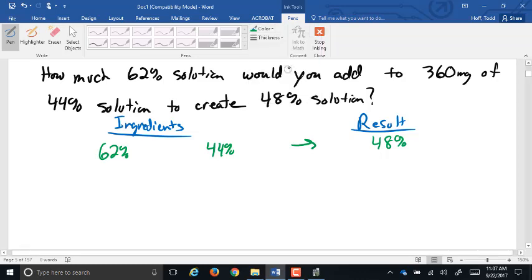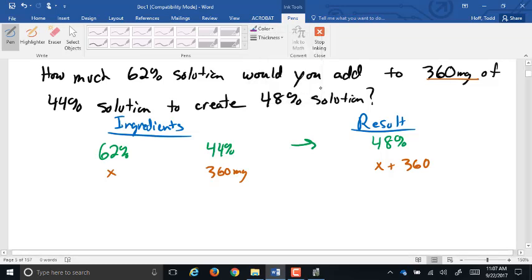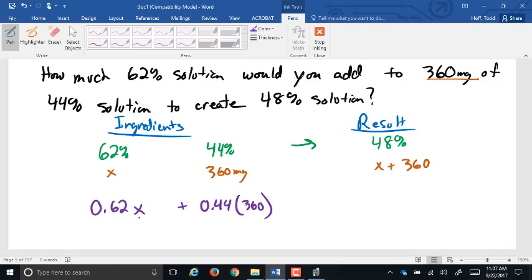What amounts do we know? 360 goes with 44. So we'll let the amount of the 62 be x. The result is going to be x plus 360. So then our equation will be, somebody talk me through it. Times 360. Perfect. So on the left side, our ingredients, we got 0.62x and 0.44 times 360. It doesn't matter which one of those is first or second, as long as they are added together there.